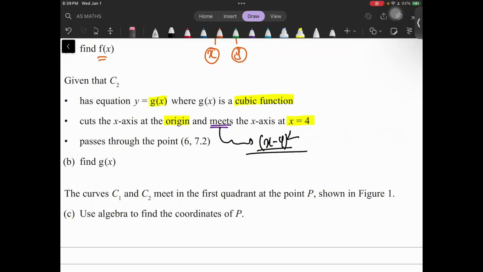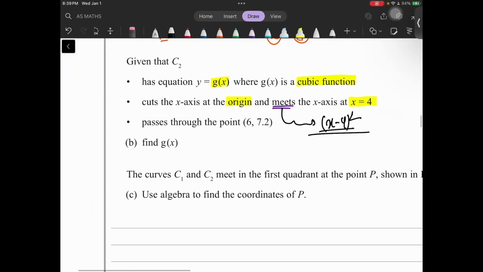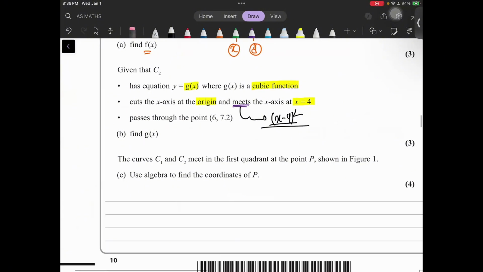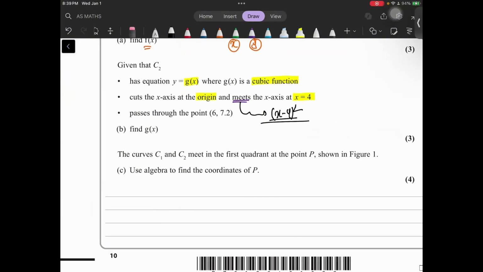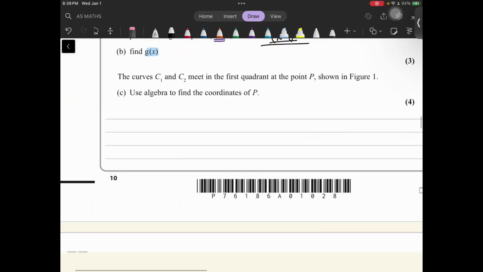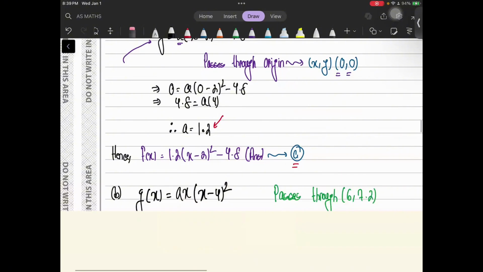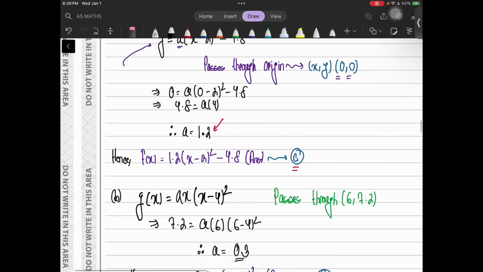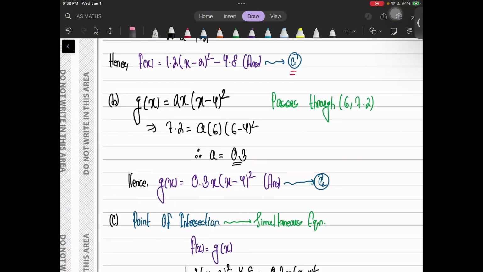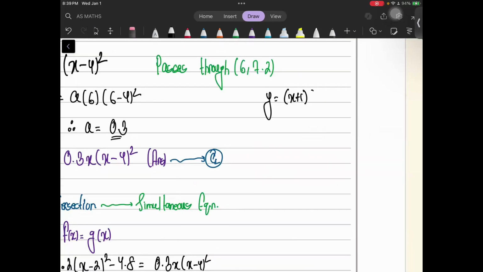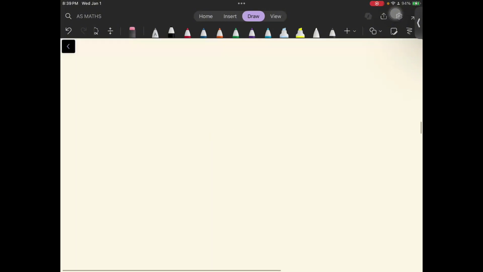And it passes through the point (6, 7.2), right? Find the equation of z of x. To find an equation of z of x, we could use this format: x plus 1, x plus 2, x plus 3, and so on, then compare the two sides and find the coefficients a, b, c, and so on, right?